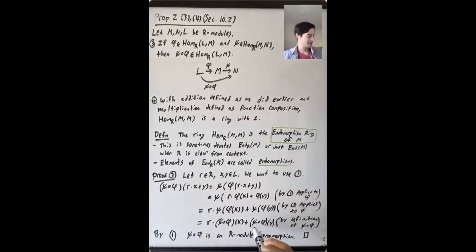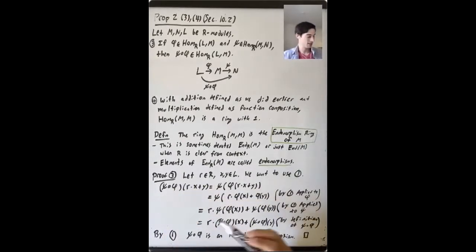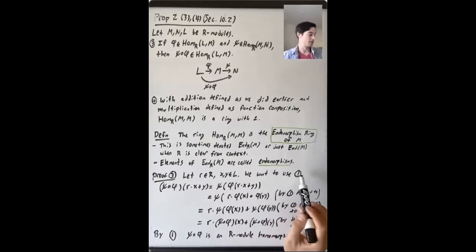And this is exactly the characterization that we need in order to show that psi following phi is an R module homomorphism. So we can exactly use criterion 1 and see that psi following phi is an R module homomorphism. Okay, so this is a nice argument because it uses this characterization 3 times.